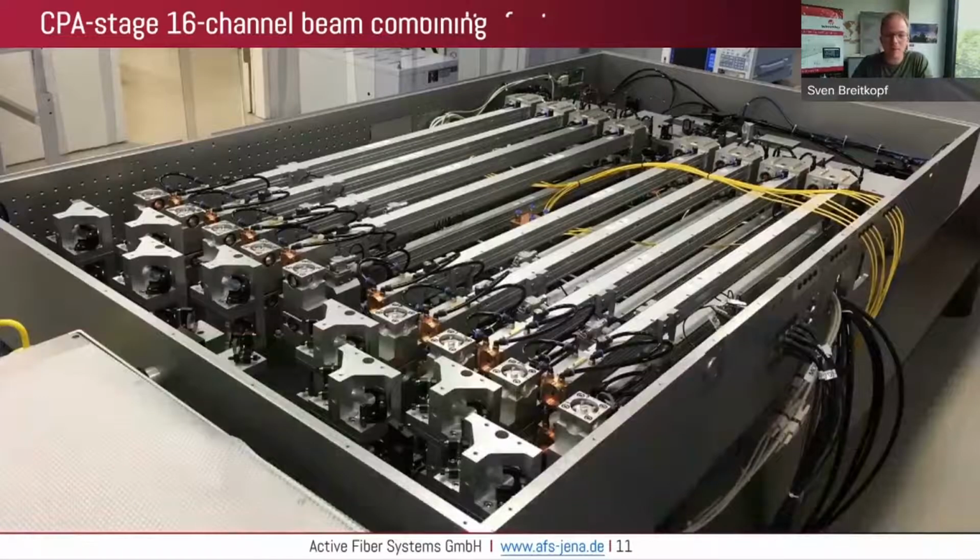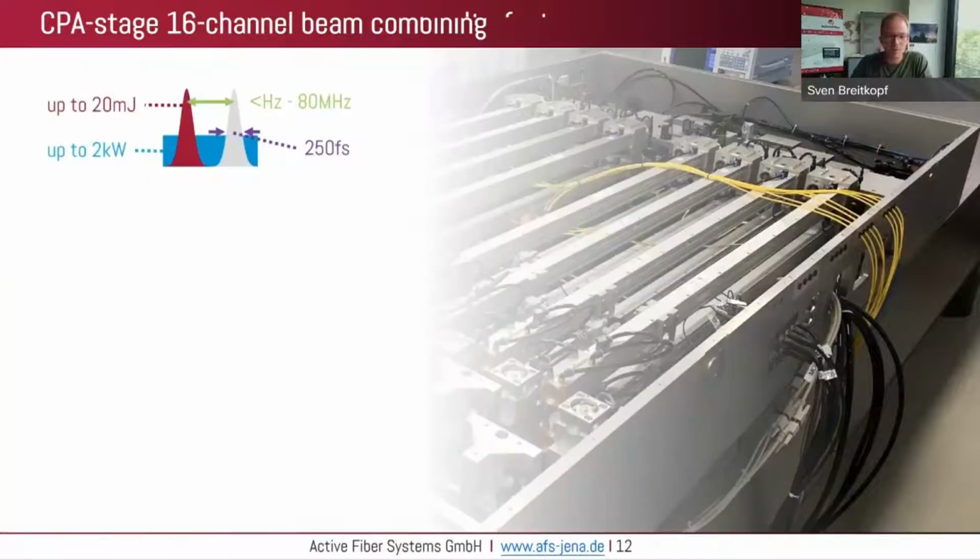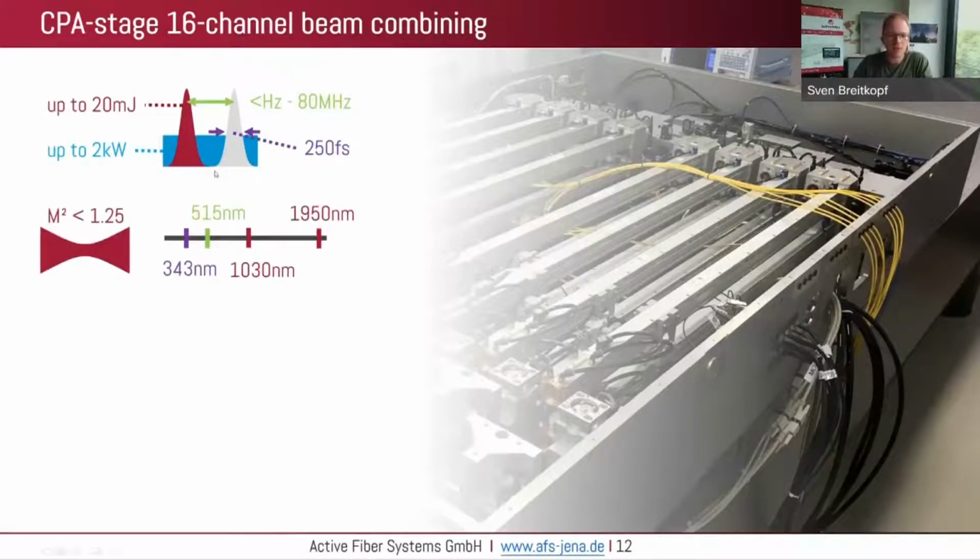Okay, this is how it looks in the lab. And some values we can achieve nowadays, so up to 20 millijoules of pulse energy, 2 kilowatts of average power with ultrashort pulses, so 250 femtoseconds, excellent beam quality. And also this is available at different wavelengths. So I was talking about 1 micron and 2 micron, but of course you can also have some conversion to other wavelengths. But it reduces energy and average power.